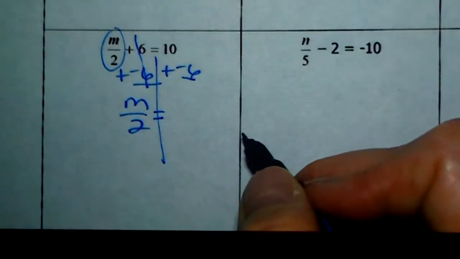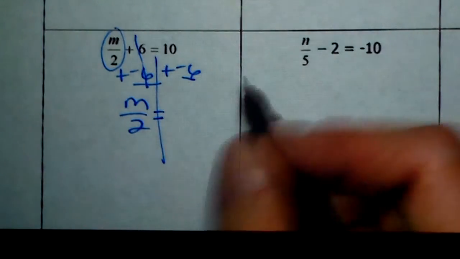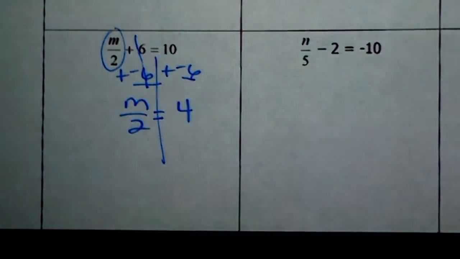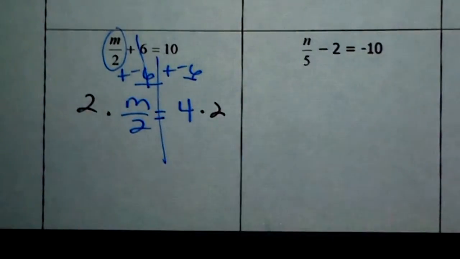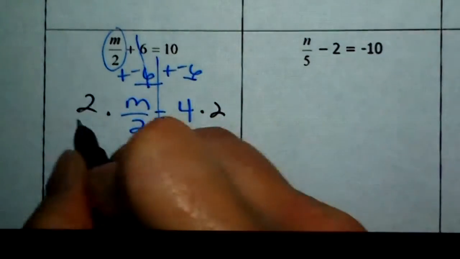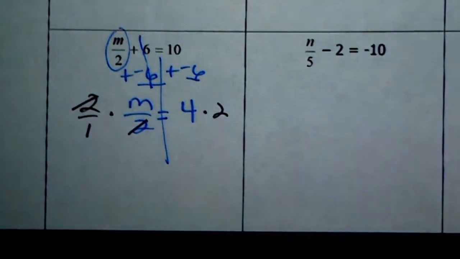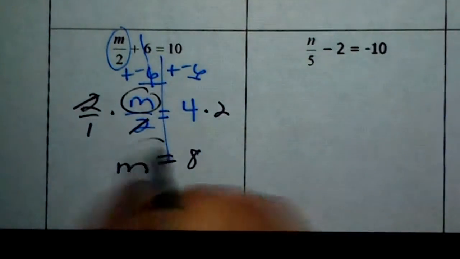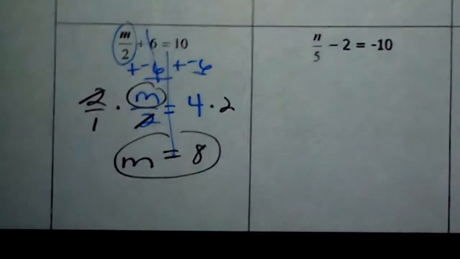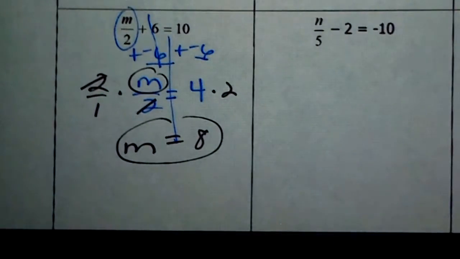10 plus negative 6, or yes, 10 minus 6, because it's the same thing, is 4. Now, when we had 2 times m, we had to divide by 2 to get rid of it. If I have m divided by 2, I need to multiply by 2 to get rid of it. Remember, we talked a lot in class about the fact that this is really 2 over 1. You're cross-canceling. You're left with m divided by 1, which any number divided by 1 is itself. And 4 times 2 is 8. And now you're done.